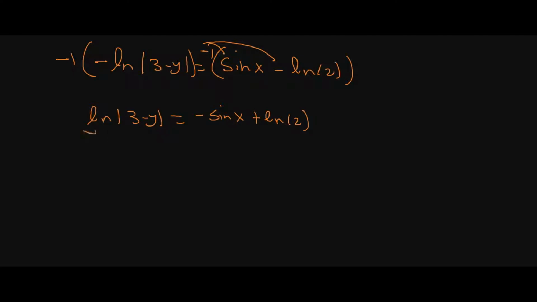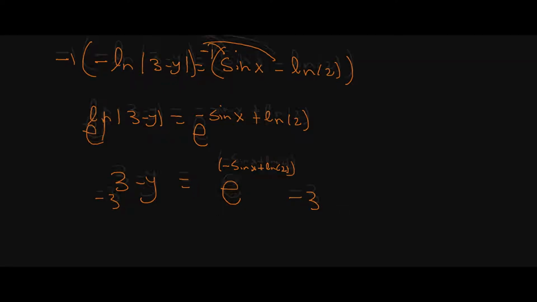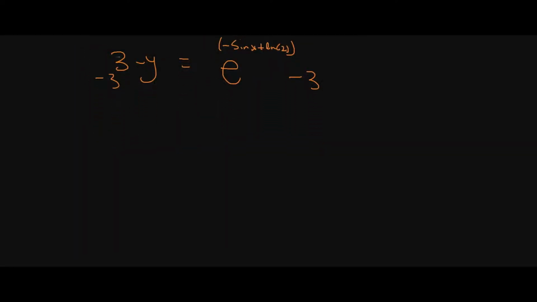Now what do we do to get rid of ln? Well, we raise e to both sides. 3 minus y is equal to e to the negative sine of x plus ln of 2. Okay, now let's subtract 3 from both sides. And we're just solving this out, and I'm going through kind of quickly, but hopefully this makes sense. Negative y is equal to e to the negative sine of x plus ln of 2 minus 3.